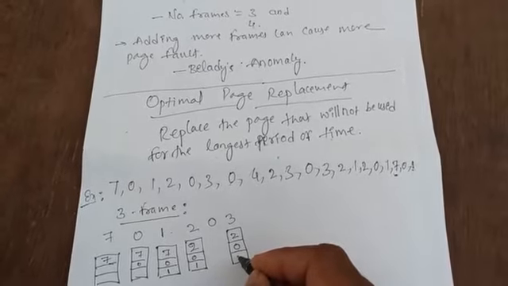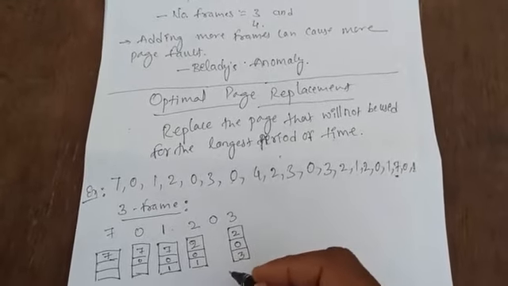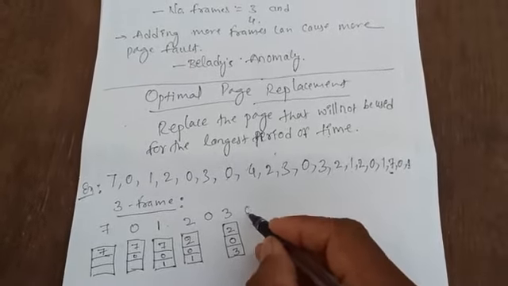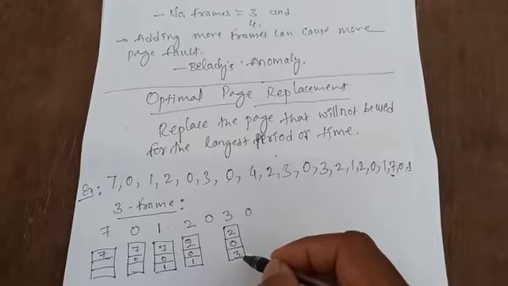This is removed and page 3 is brought into the memory. Now the next reference is 0. 0 is already in the memory, so there is no page fault.